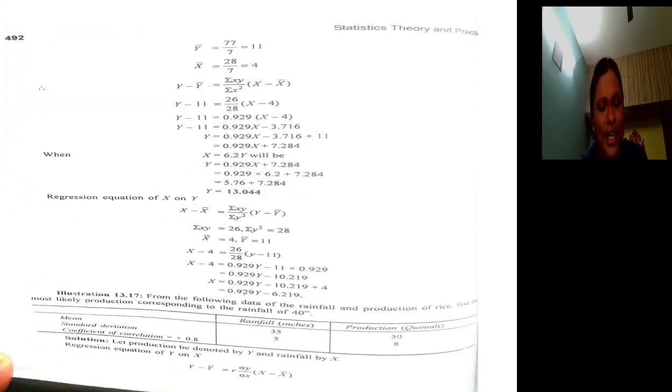So now move towards the next question. From the following data of rainfall and production of rice, we have to calculate the likely production corresponding to rainfall of 40.